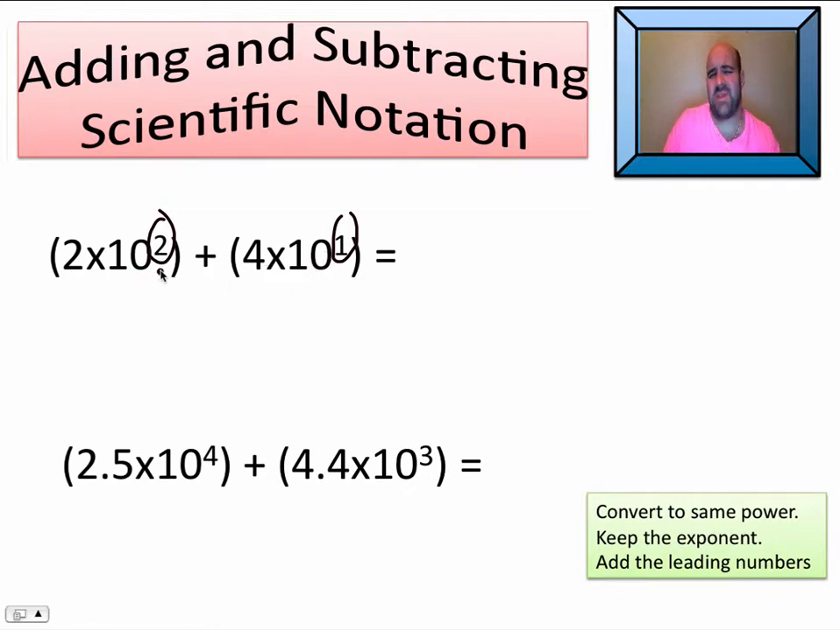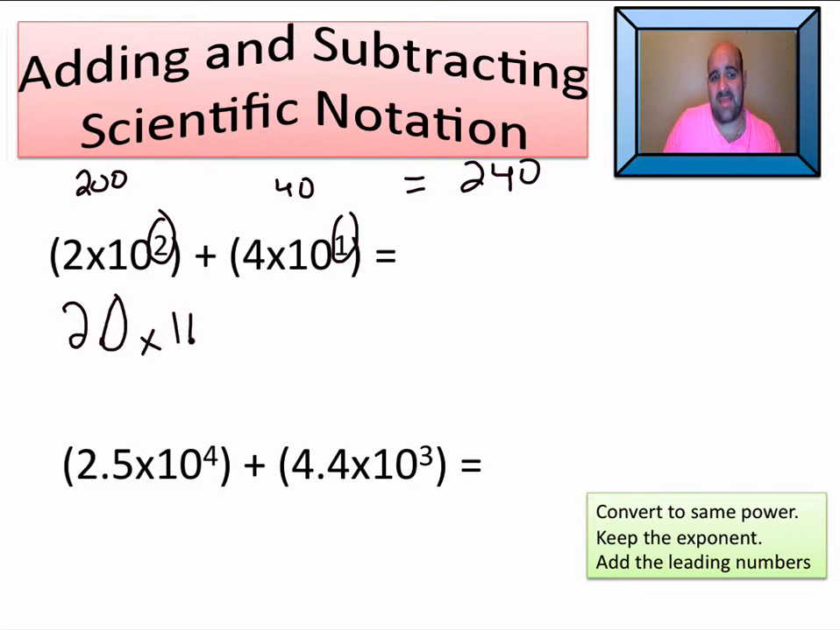And this problem is much easier in standard notation. 2 times 10 squared is just 200. And this is just 40. 200 plus 40 equals 240. We know that. But if you want to make these numbers the same power, and we assume there's a decimal here in front of the 2, you could say 2 is the same thing as 20 times 10 to the first plus 4 times 10 to the first. And 2 times 10 to the second is the same as 20 times 10 to the first.